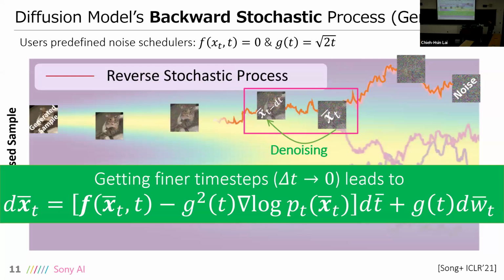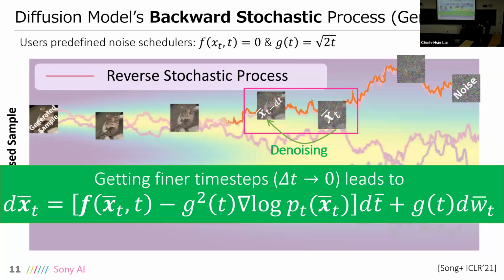That is actually a good question. Usually, people technically assume F is sublinear in X, and G could be arbitrary, just smooth enough. Then it can ensure that this process has the same marginal, the same density as the forward one, and that a strong solution exists and is unique. So yeah.